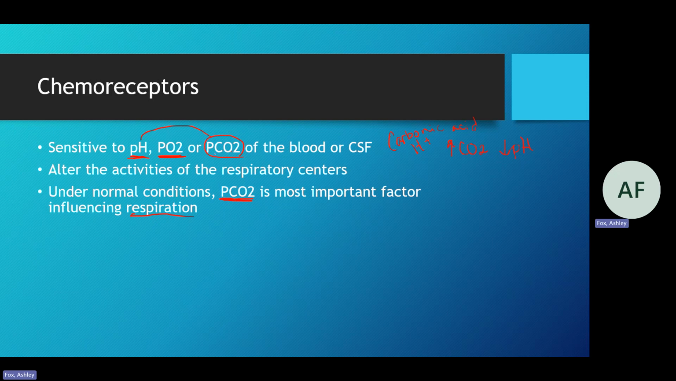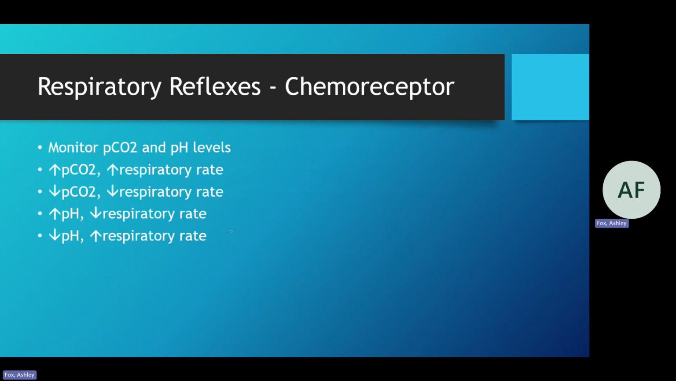They're important, but the brain focuses more on carbon dioxide in making you breathe, versus what traditionally you would think is the partial pressure of oxygen. So it's actually carbon dioxide that's the most important factor in making you breathe, and how fast or how slow you're breathing is because of carbon dioxide, not because of oxygen. We're going to talk about this next.